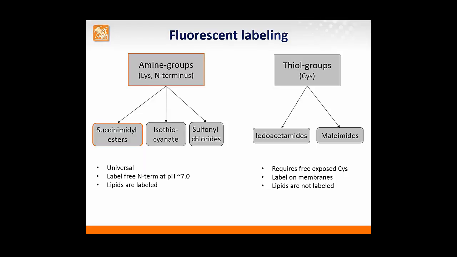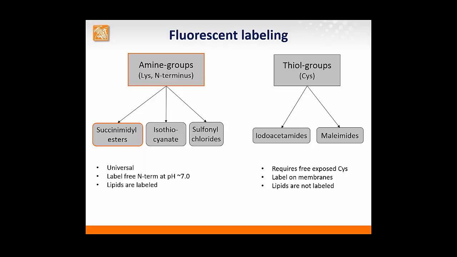One of them is to label free amine groups, such as free amines on solvent exposed lysine residues and on the free N-terminus. There are several dye conjugates that can be used for this purpose. The second way is to label free thiol groups, such as those on free cysteines, and again there are a couple of dye conjugates, such as iodoacetamides and maleimides, that could be used to label free exposed cysteines. There are advantages and disadvantages to both of these labeling techniques. Labeling amine groups is universal. There are always free amines on all proteins.